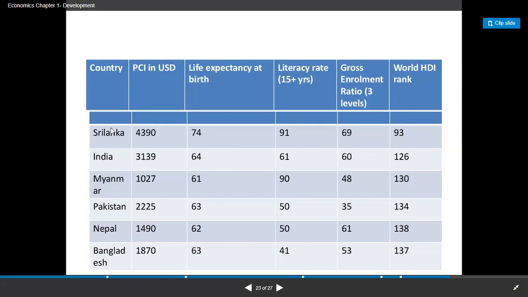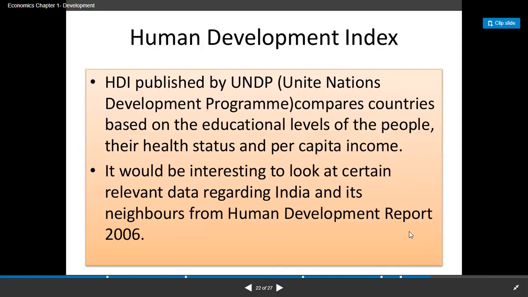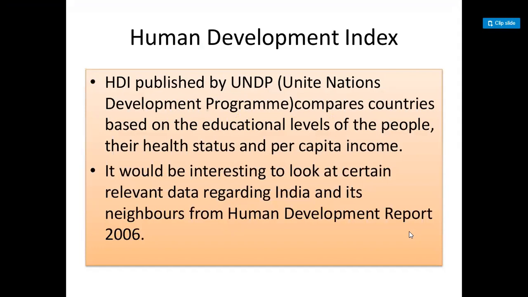The countries are here. The PCI in USD is there. Life expectancy at birth is here. Literacy rate, 15 plus years. Gross enrollment ratios of three levels, and world HDI rank. This is how the countries are getting their rank. So this is just a criteria. This is just a table showing the data regarding India and its neighbors according to the Human Development Report.